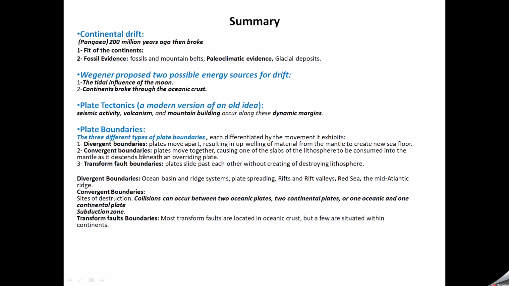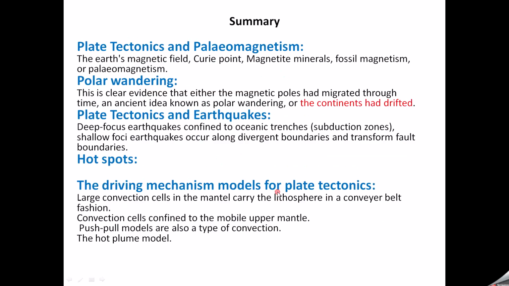Plate tectonics found there are three different boundaries based on their movement: divergent boundaries, convergent boundaries, and transform faults. The divergent boundaries create ocean basins and ridge systems, and they are plate spreading and create new oceanic crust. Convergent boundaries are sites of destruction and collision, and they destroy old oceanic crust. And then transform faults, most of them in oceanic crust, but a few situated within continents.